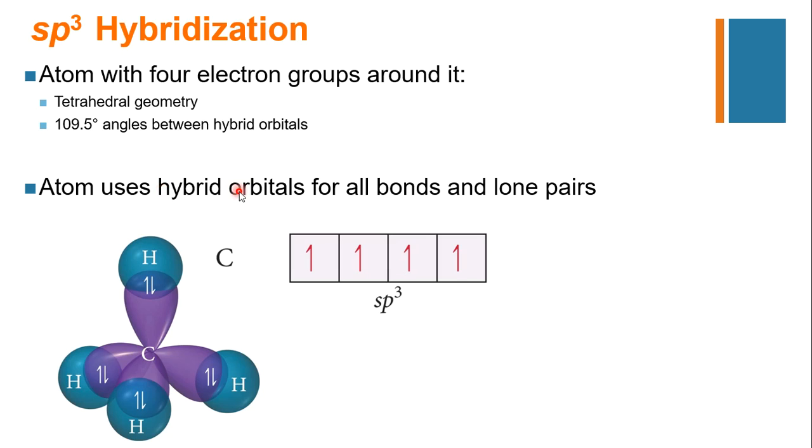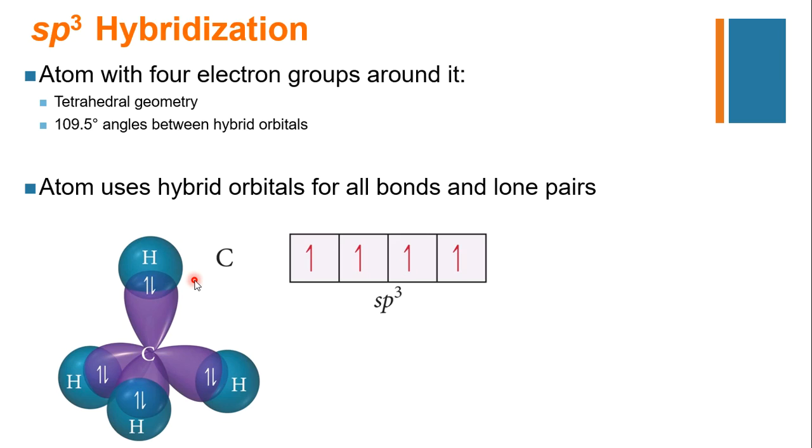Atoms use the hybrid orbitals for all bonds and lone pairs. So here in our carbon example, we see those hybrid orbitals. Hybrid orbitals are shown in purple here. And in this picture, all of those hybrid orbitals have overlapped with the hydrogens to create those 4 hydrogen bonds that we saw. So here's hybrid orbital overlapped with hydrogen, hybrid orbital overlapped with hydrogen, hybrid, hydrogen. So there's our 4 bonds.